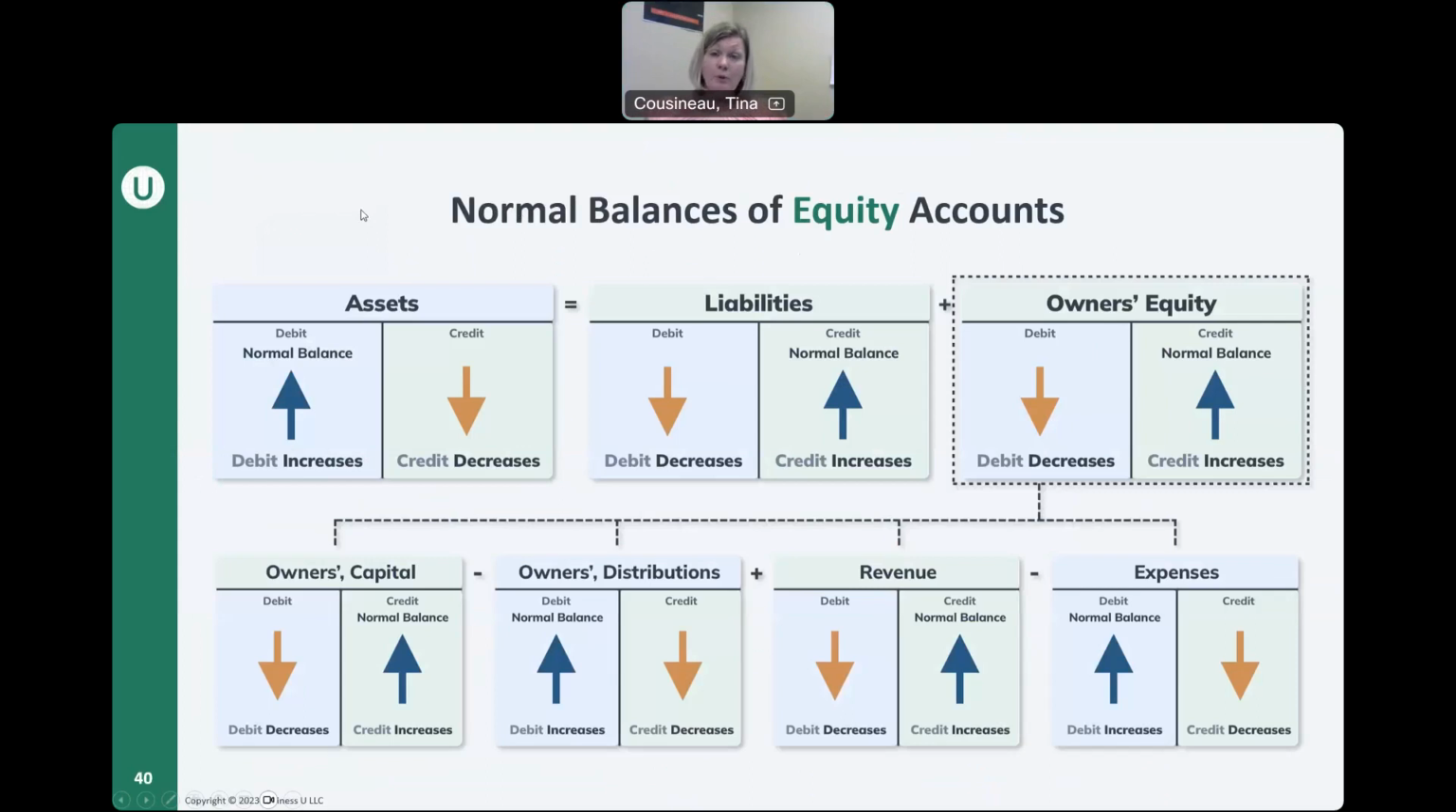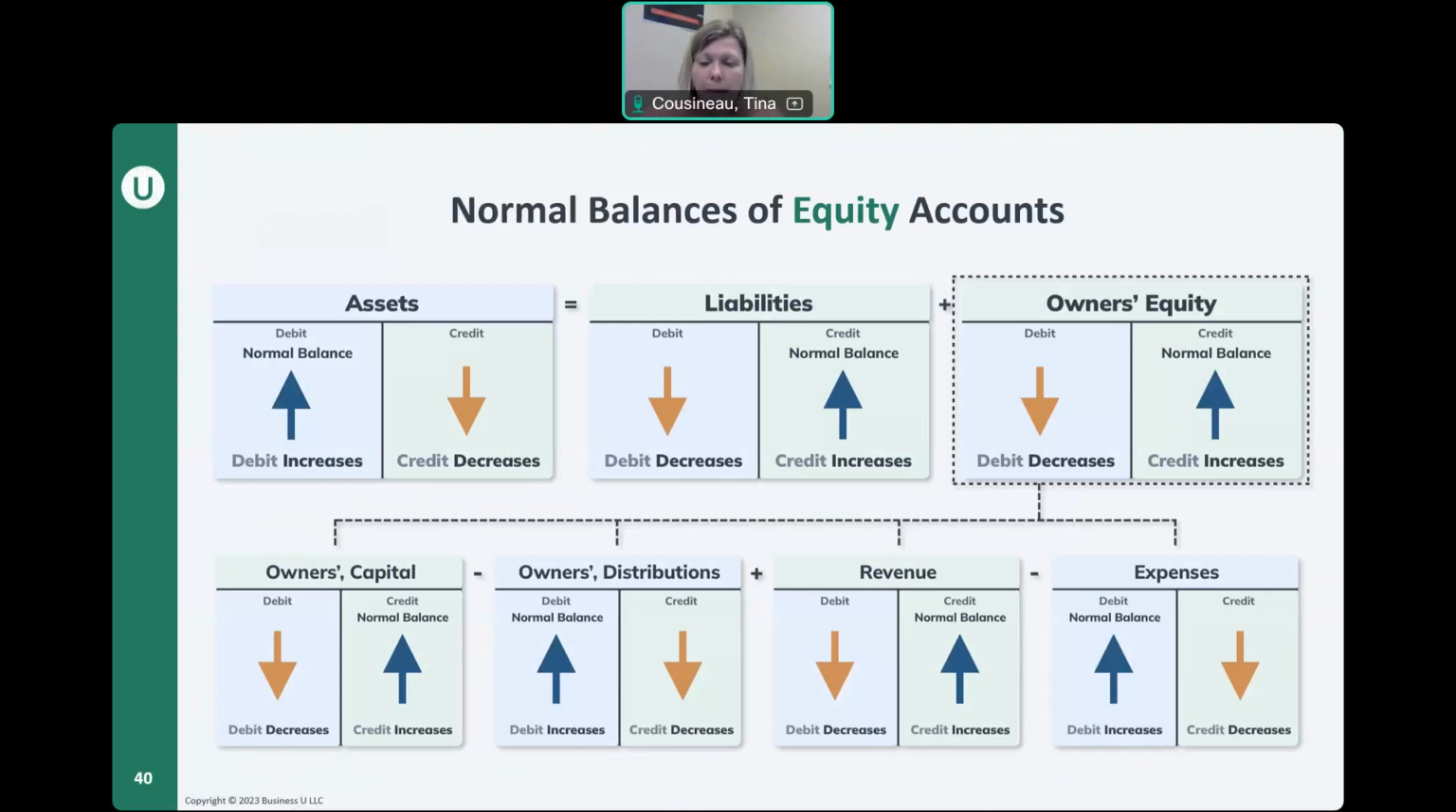All right, so these are the normal balances of the equity accounts. So we've been talking about the assets and liabilities, but now let's dive into the owner's equity. So owner's capital and distributions. Capital increases equity, so it's a credit balance. Distributions decrease your equity overall, so it has a debit balance. So I always think owner's capital and distributions are opposites, so they have opposite balances.